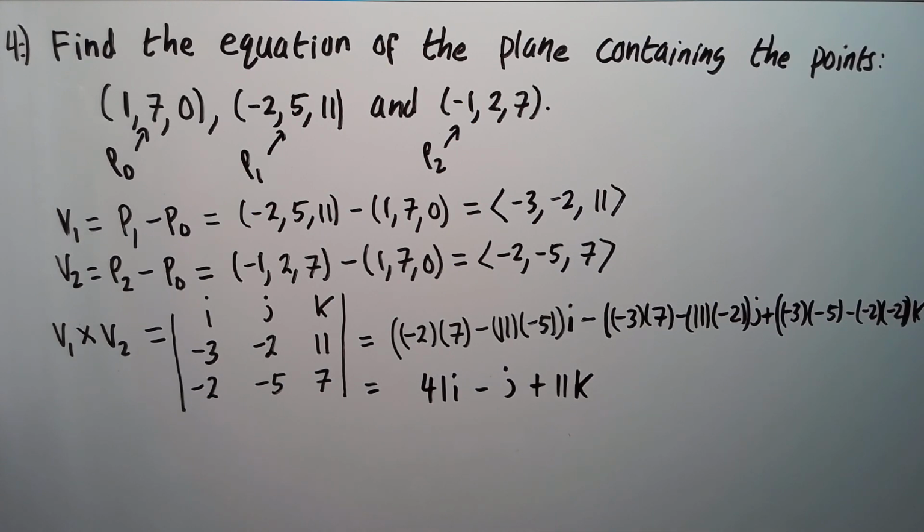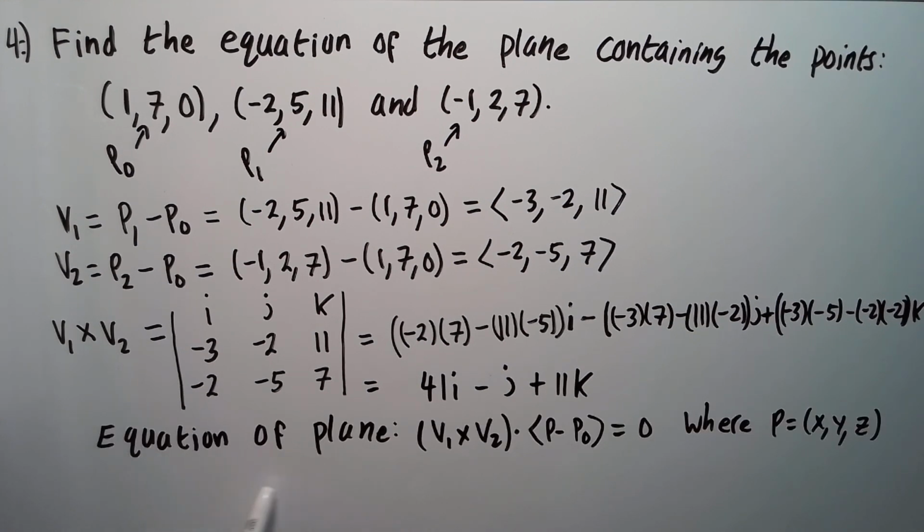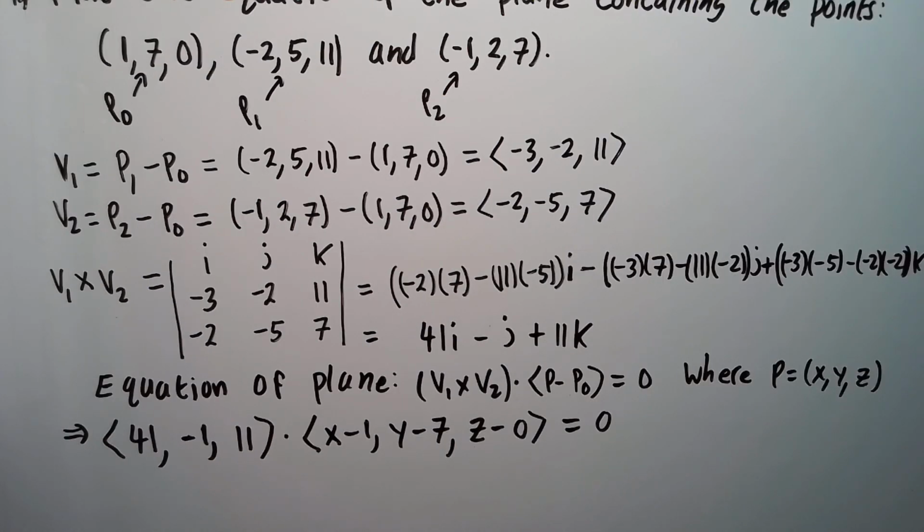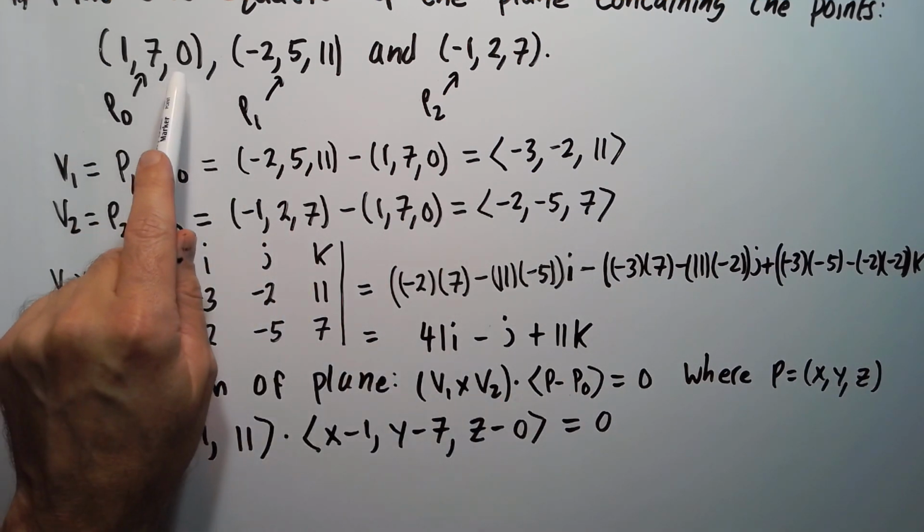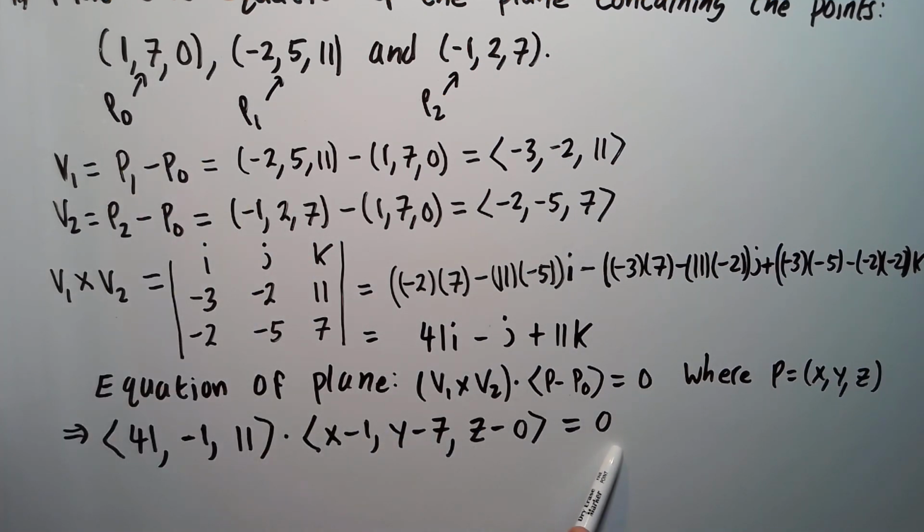Okay, now let's write the equation of the plane. So here's the equation of a plane. It's going to be V1 cross V2 dotted with P minus P0, where P is (x, y, z). So let me write that out here, what we have in our case. So I'm writing my V1 cross V2 as just (41, -1, 11), and dotting with my P minus P0. P0 is up here, so it's going to be (x minus 1, y minus 7, z minus 0), and this has to equal 0.